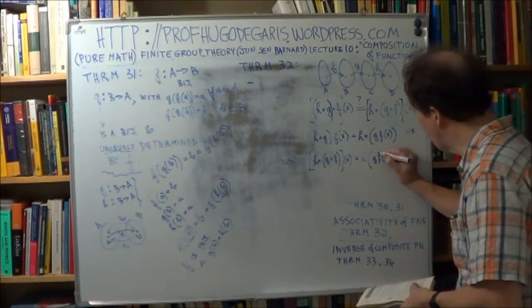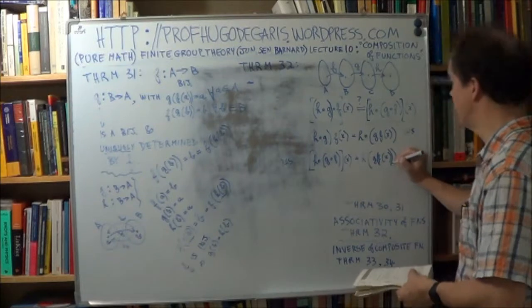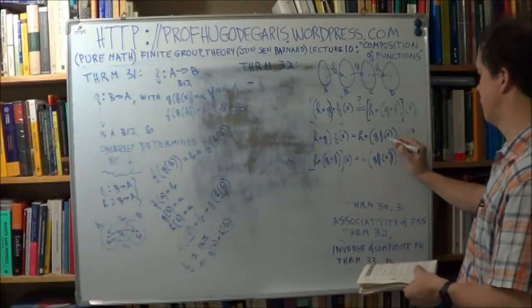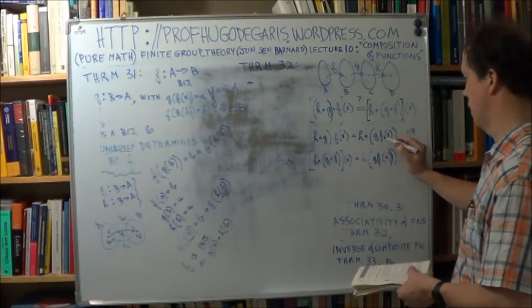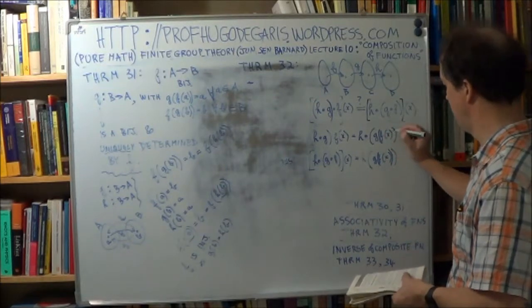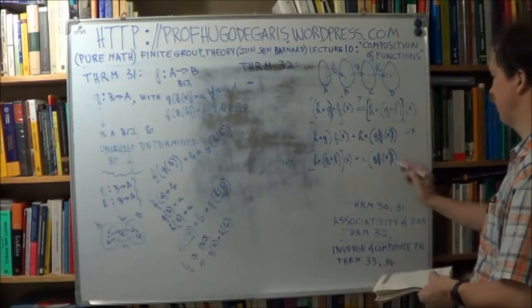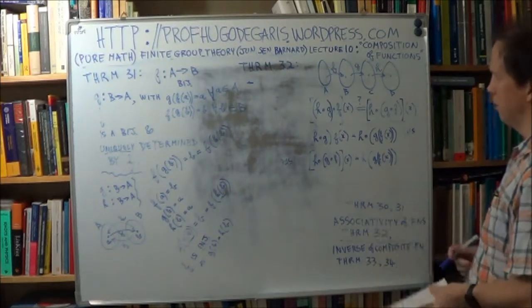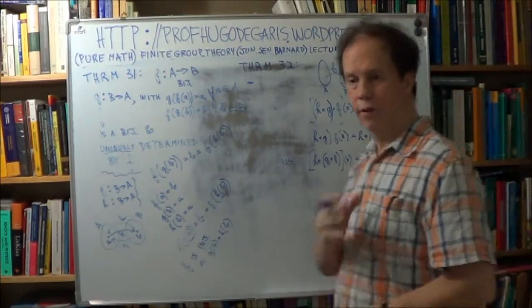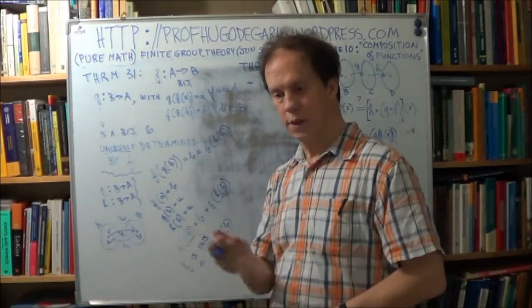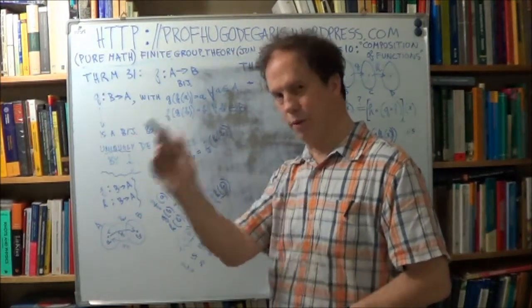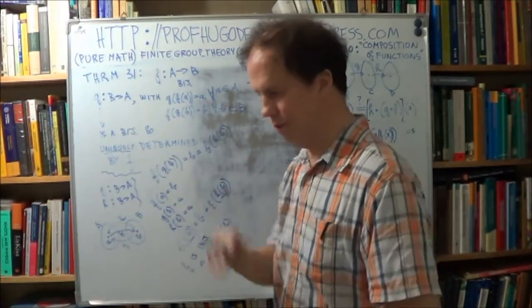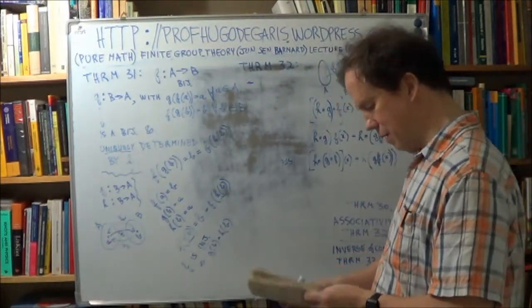Or I can put a bracket around there. And similarly here. Okay, but these two are the same. All right. So we've shown associativity. So if you have three functions, they're associative. So you don't have to worry about where you put the brackets. You just forget about the brackets. Okay.